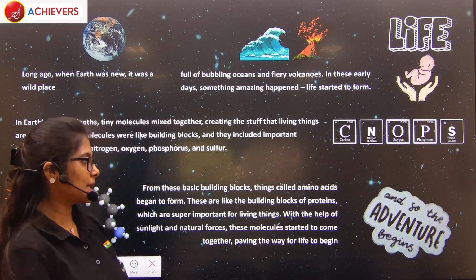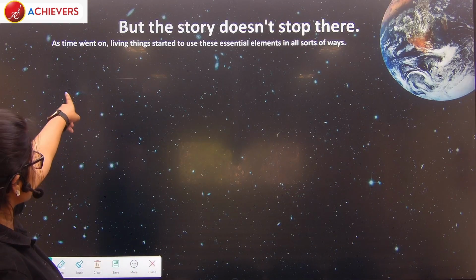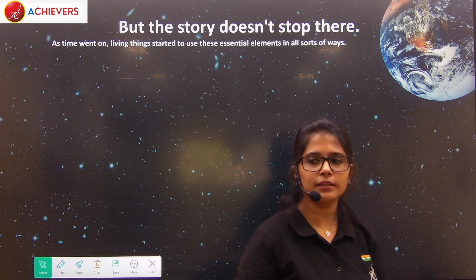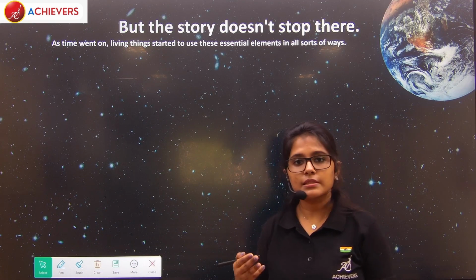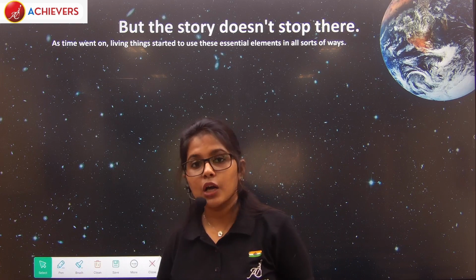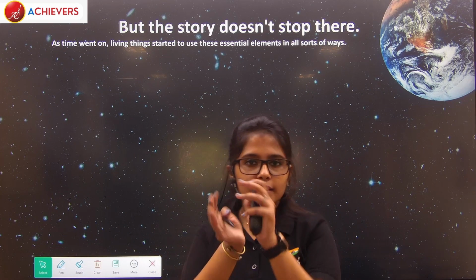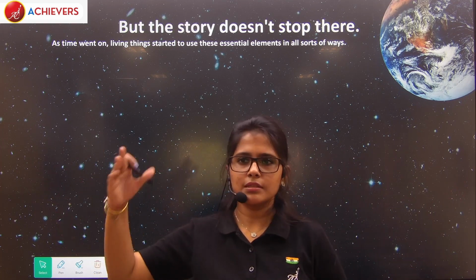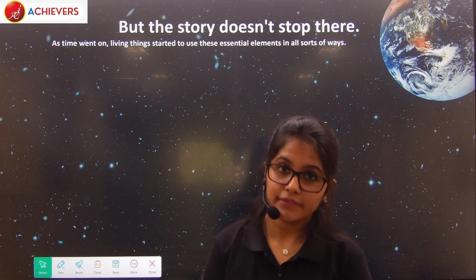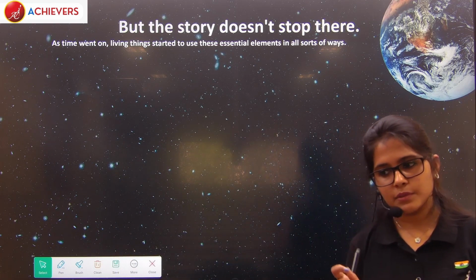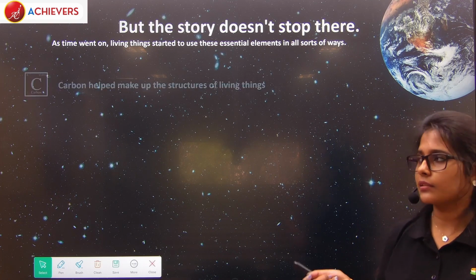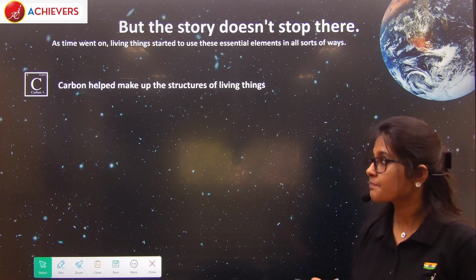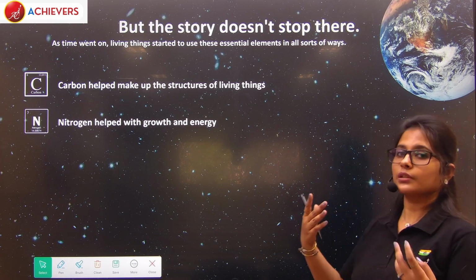That is, life began. But the story doesn't stop there. As time went on, living things started to use these essential elements in all sorts of ways. तो ये तो समझ में आ गया कि ये जो elements हैं, carbon, nitrogen, oxygen, phosphorus, sulfur, how these things started to evolve and how they clubbed, they joined together and they formed big structures like amino acids and other things that make us living organisms. And these elements are also responsible for various other things. For example, if you look at carbon, they helped make up the structures of living things. Then nitrogen helped with growth and energy.